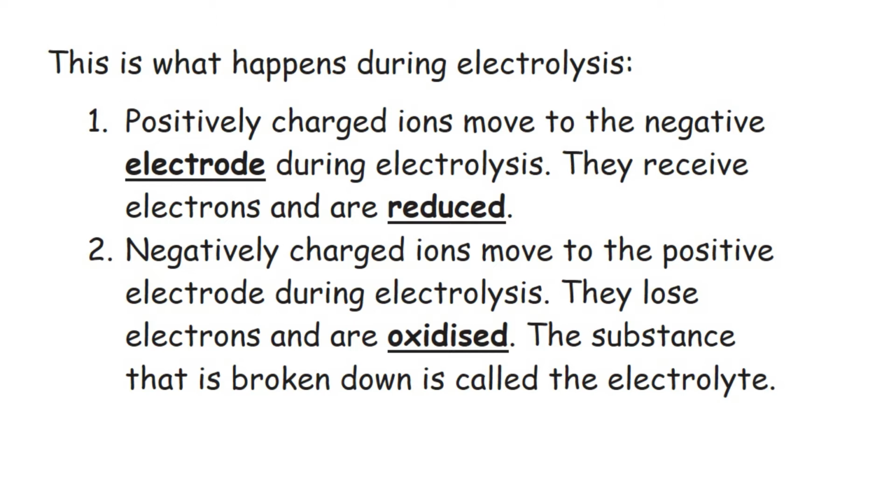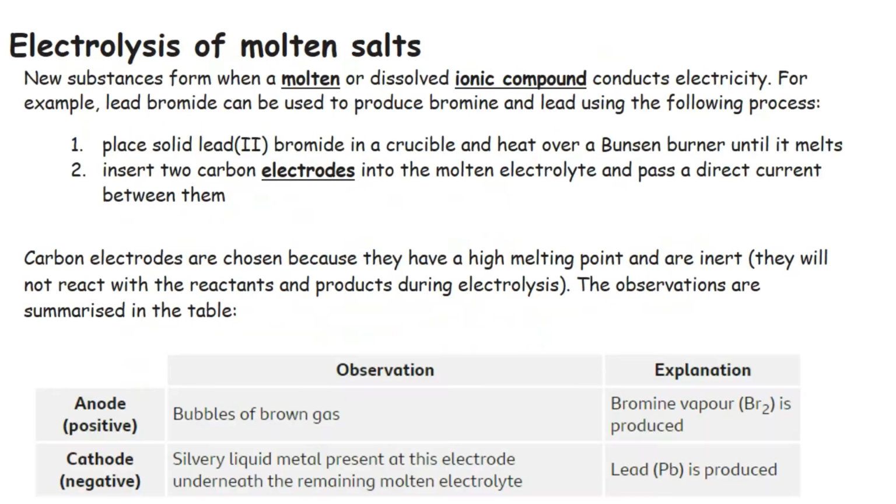Similarly, negatively charged ions move to the positive electrode during electrolysis. They lose electrons and are oxidized. So at the anode you can see oxidation. The substance that is broken down is called the electrolyte.